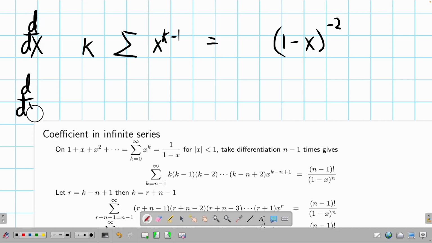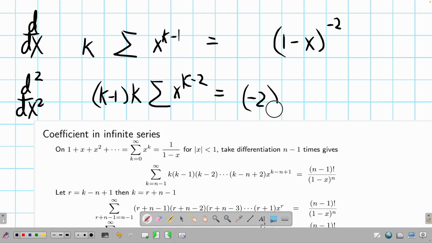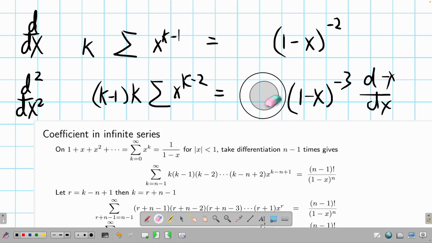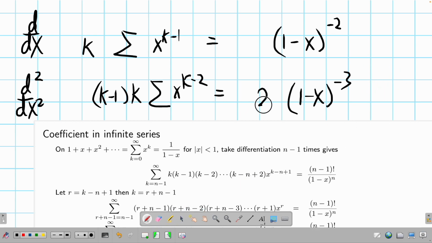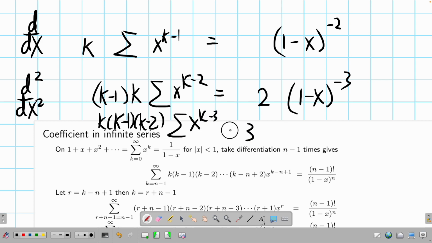Now suppose I differentiate again. On the left hand side, it will be k times k minus 1, times x to the k minus 2. On the right hand side, I will have a negative 2, negative 3, and then d of negative x dx gives me negative 1, which cancels with the negative. I have a 2, so I will have a 2 here. And now you see I will get k minus 1. The next term will be k, k minus 1, k minus 2, and then x to the k minus 3. And on this side I will have 3, 2, and then 1 minus x to the negative 4, and so on.